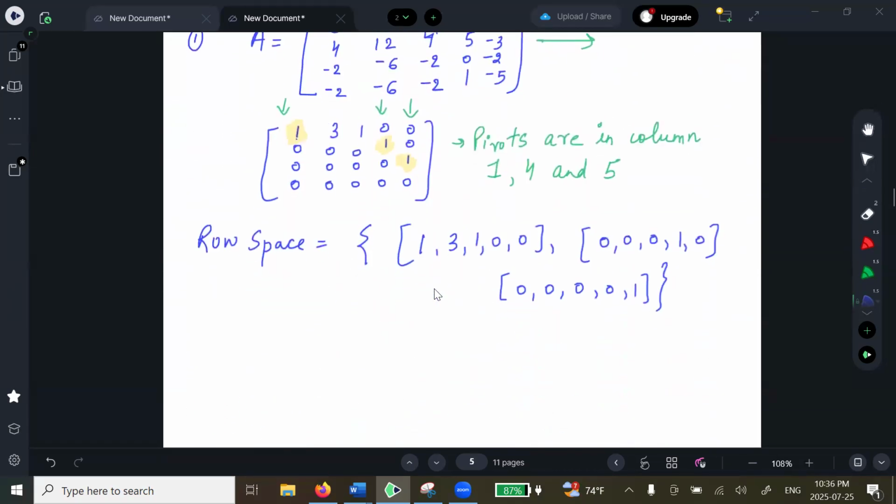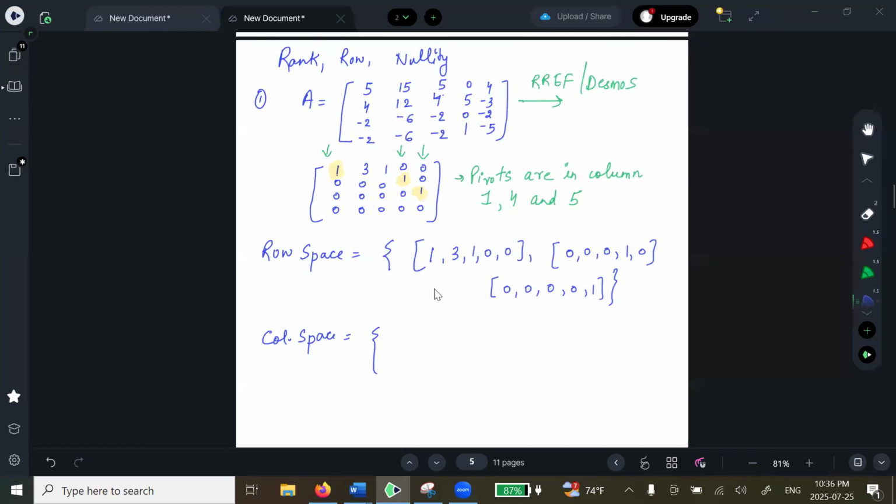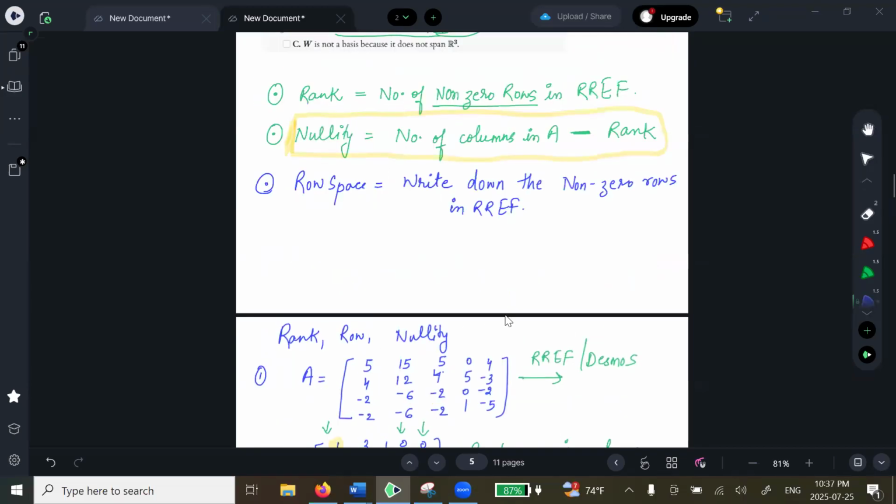Column space. You see the columns with the pivot entries? Those 1, 4, 5 columns of the original matrix are your column space. So what are the original matrix? Okay, I don't have it here. There. So the column space will be column 1, which is 5, 4, -2, -2. Column 4, which is 0, 5, 0, 1. And column 5, which is 4, -3, -2, -5. Those are the vectors in the column space basis.